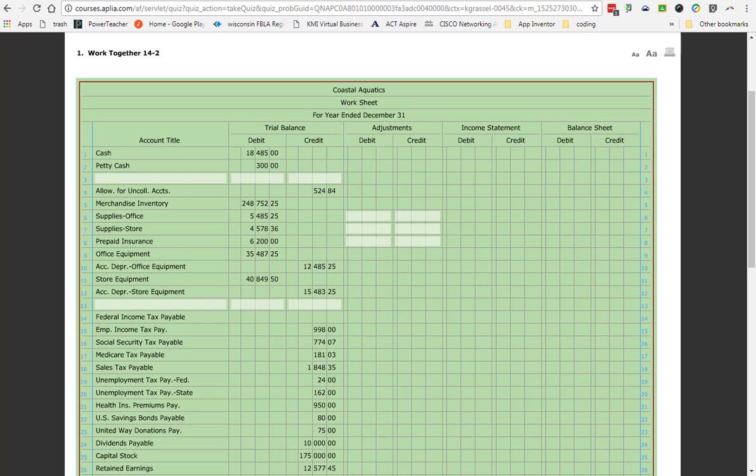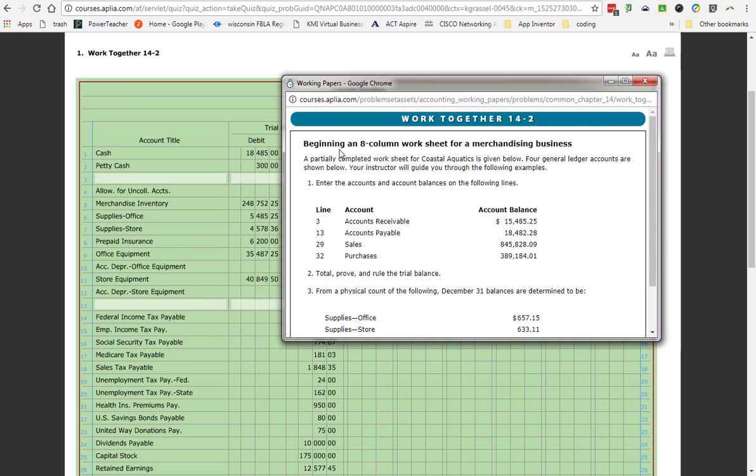Some of it has not. So when we look at our directions, it says a partially completed worksheet for Coastal Aquatics is given below, and four general ledger accounts are shown. Your instructor will guide you through the following examples. It does tell us what line these accounts go on, but they're getting a little tricky because they're not telling you if they're debit or credit. Go ahead and try to put them in there and determine, is it a debit or credit? You should know this already because these are all accounts we've worked with. And I say all the time, it has a debit normal balance or it has a credit normal balance.